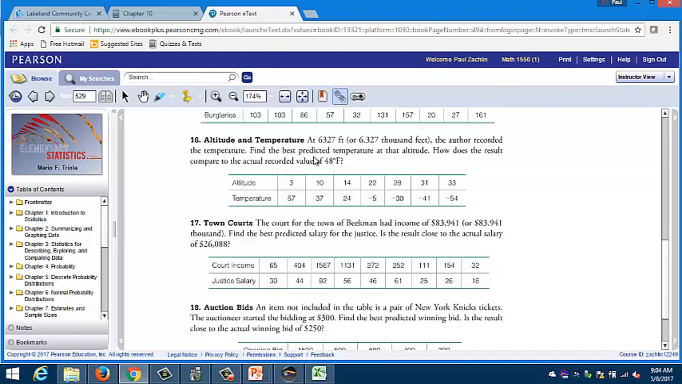Altitude. But that's weird, like 3 feet? I think maybe it's 1,000 feet. I'm looking at the first one. Yeah, it probably is 1,000 feet. Yeah, that makes more sense.